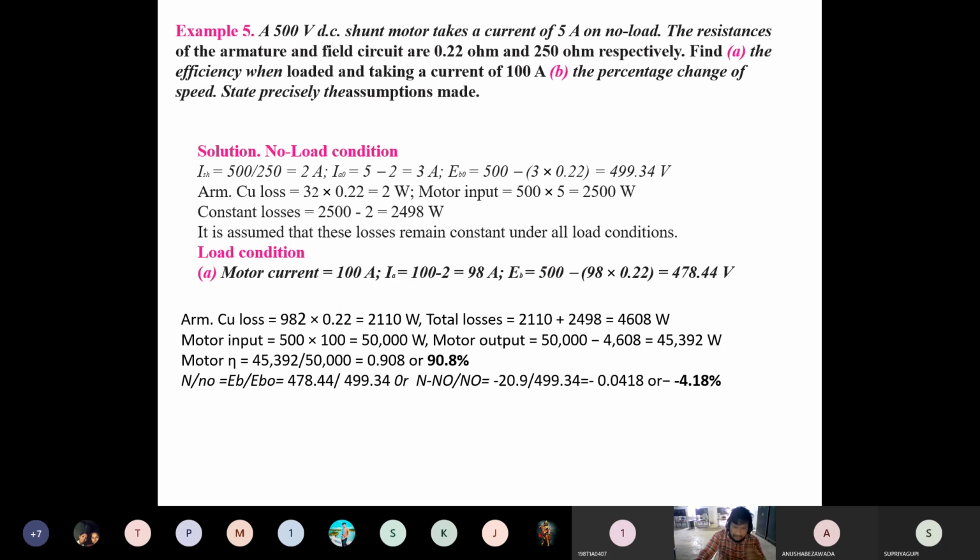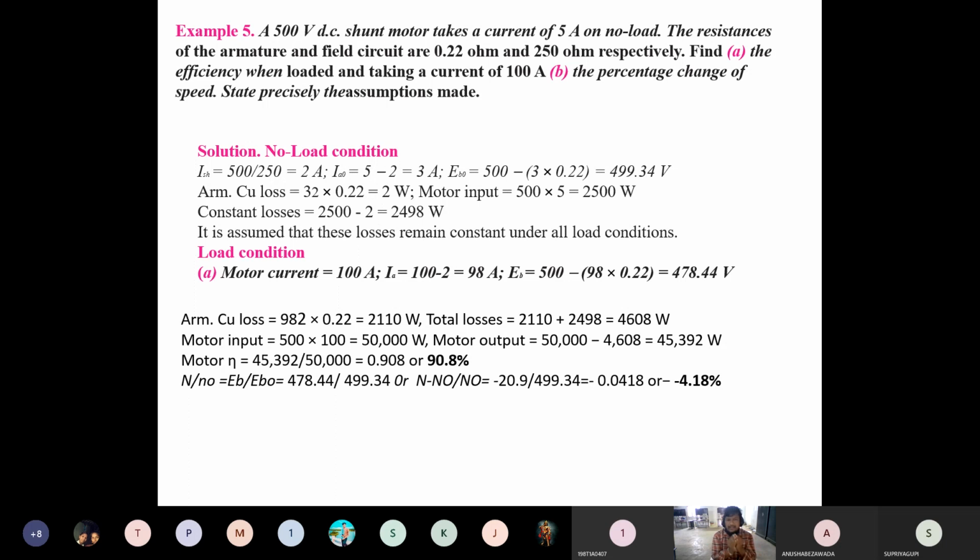Then determine the output. Output is equal to input minus total losses. Input 50,000 watts minus total losses, that is 4608. So now output is 45,392 watts. So we know the output 45,392 watts and we know the input, that is 50,000 watts. Now determine the efficiency of the DC motor, that is output by input, 45,392 watts divided by 50,000, that is equal to 0.908. Multiplied by 100, we get 90.8 percent, right?